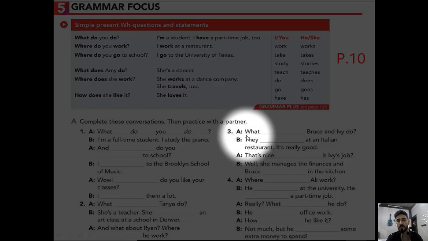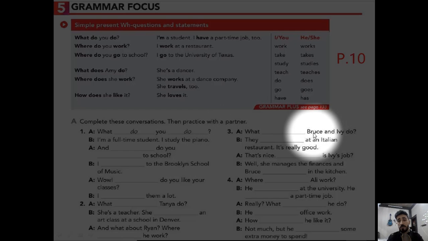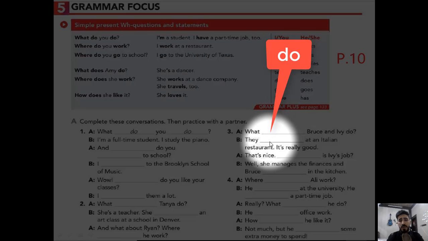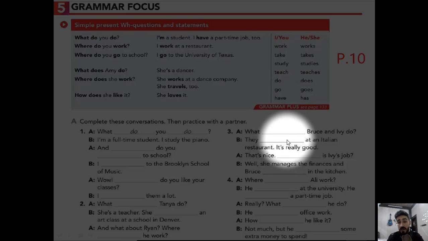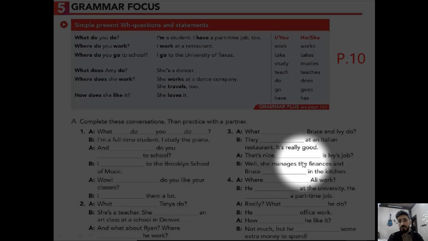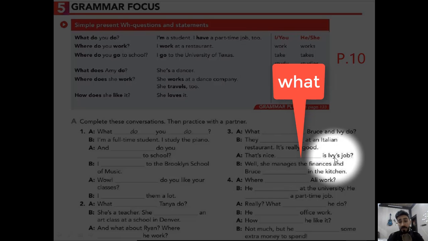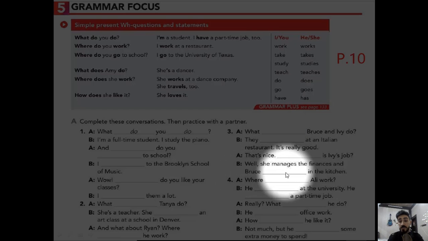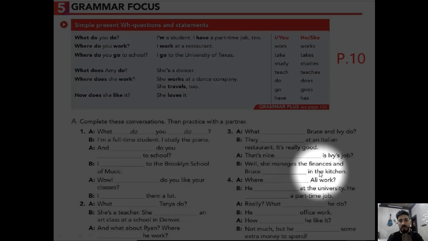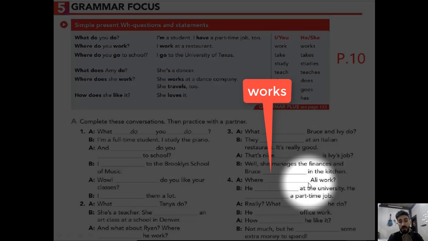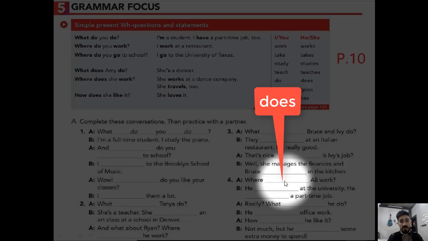Then we have the third one. What do Bruce and Ivy do? We have a plural name because Bruce and Ivy means two people, so we have to use do. What do Bruce and Ivy do? They work at an Italian restaurant. It is really good. That is nice. What is Ivy's job? Well, she manages the finances. You have s with she. And Bruce works in the kitchen. Works, you have to have s.